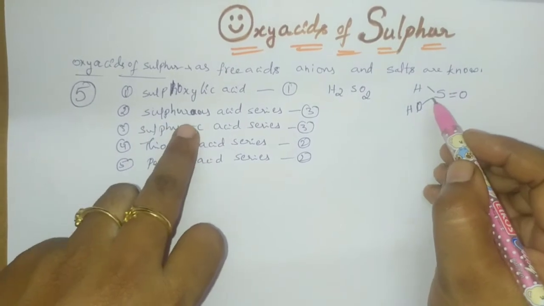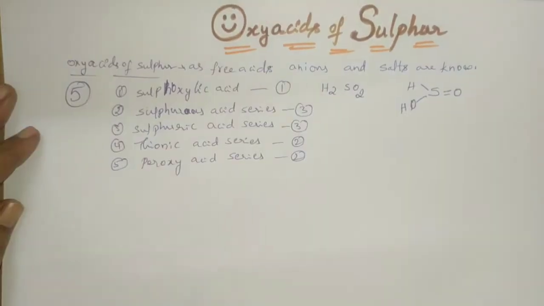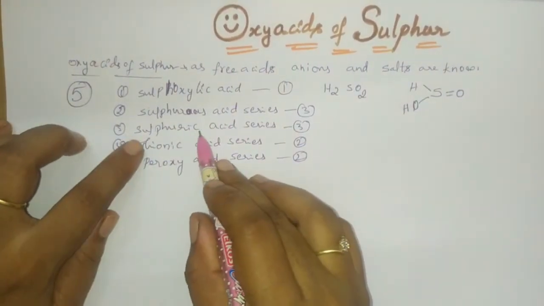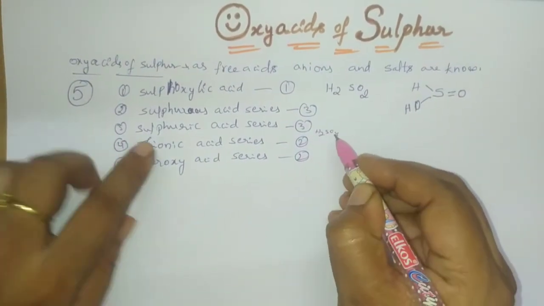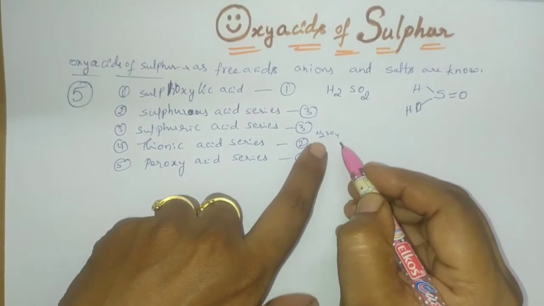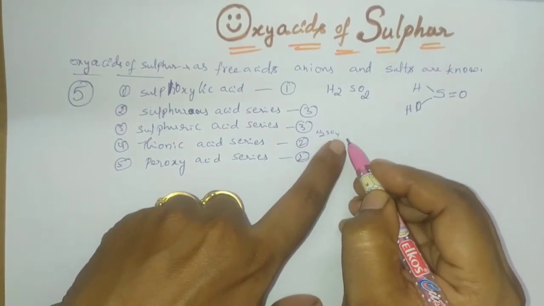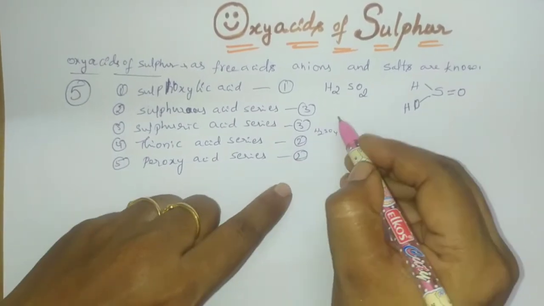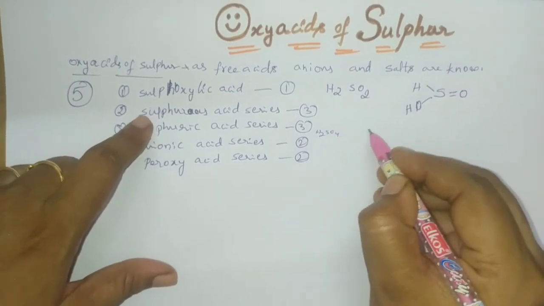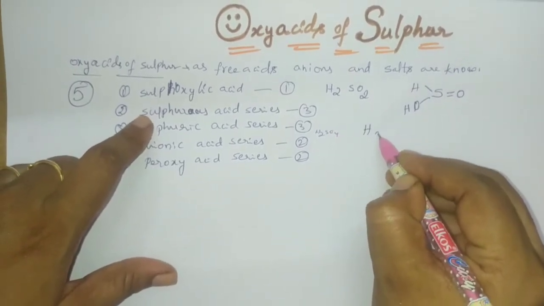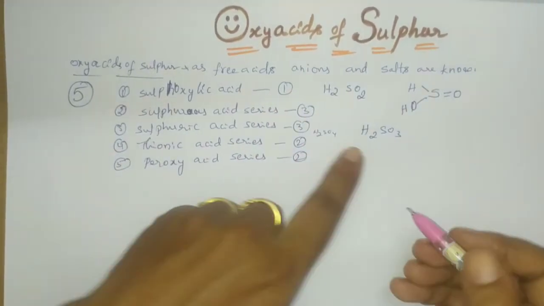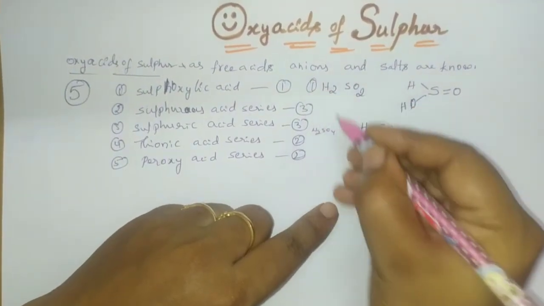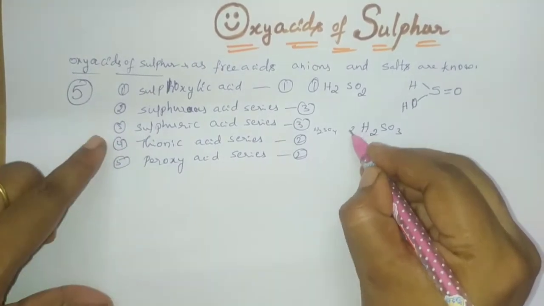Next, sulphurous acid. We know the sulfuric acid formula is simply H2SO4. Sulphurous acid has lost one oxygen. That means the sulphurous acid formula is H2SO3. Okay. So this one is the first structure, and this one is the second structure.